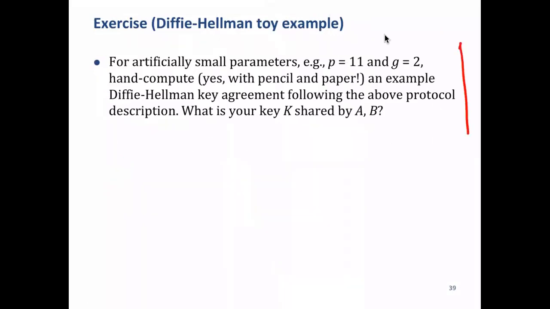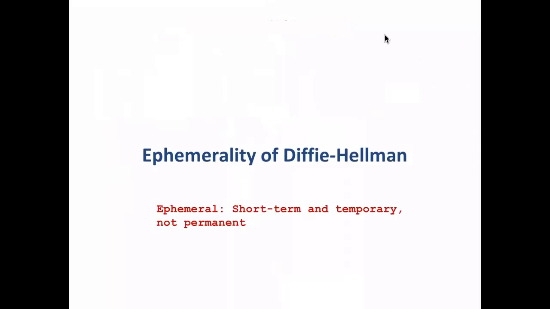Do this exercise at home. Take P is 11, G is equal to 2, compute by hand with pencil and paper, and see what the value of X is. You can guess the value of X. You can use a calculator also.